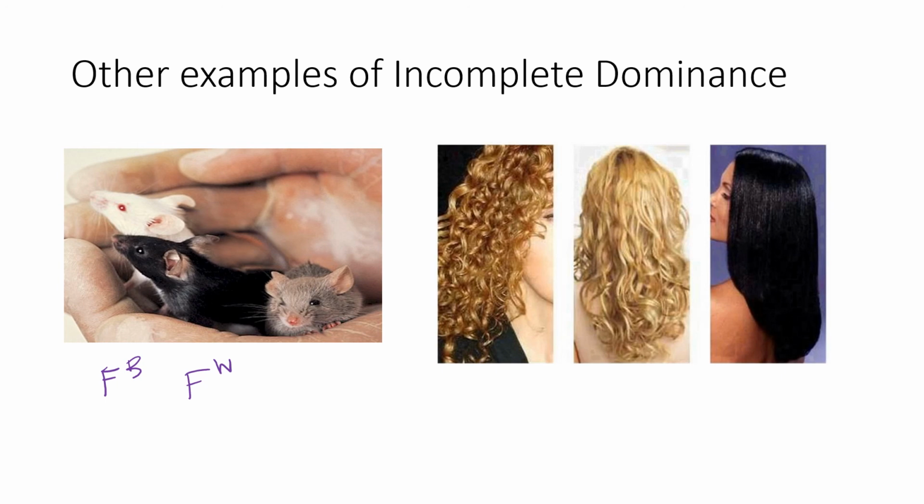Hair texture is another example. You can have curly hair, you can have straight hair, and wavy hair is the result of incomplete dominance, with 1 of each allele for the wavy hair.